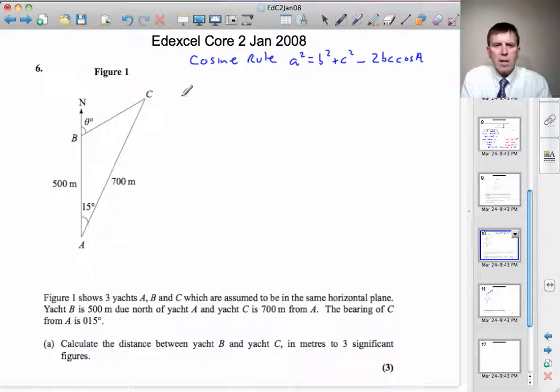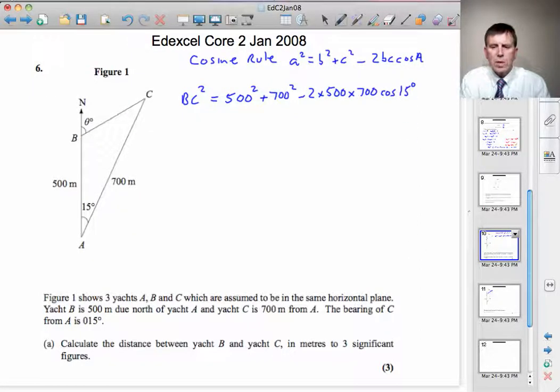So we can say BC squared is equal to 500 squared plus 700 squared minus 2 times 500 times 700 times the cosine of 15 degrees. Right, let's put that in the calculator.